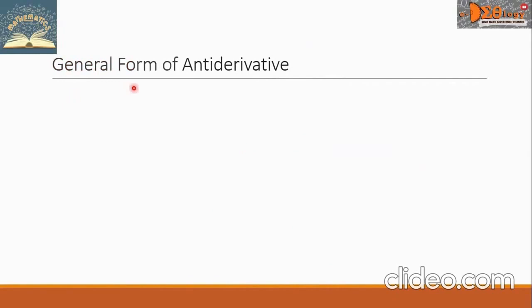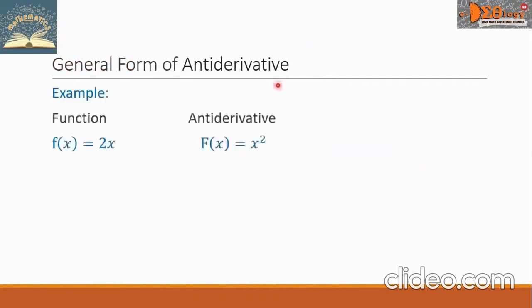Now, let us go to the general form of antiderivative. In our example a while ago, the function small f of x is equal to 2x. And we say that the antiderivative is capital F of x equals x squared, because if we take the derivative of x squared, the answer is 2x.